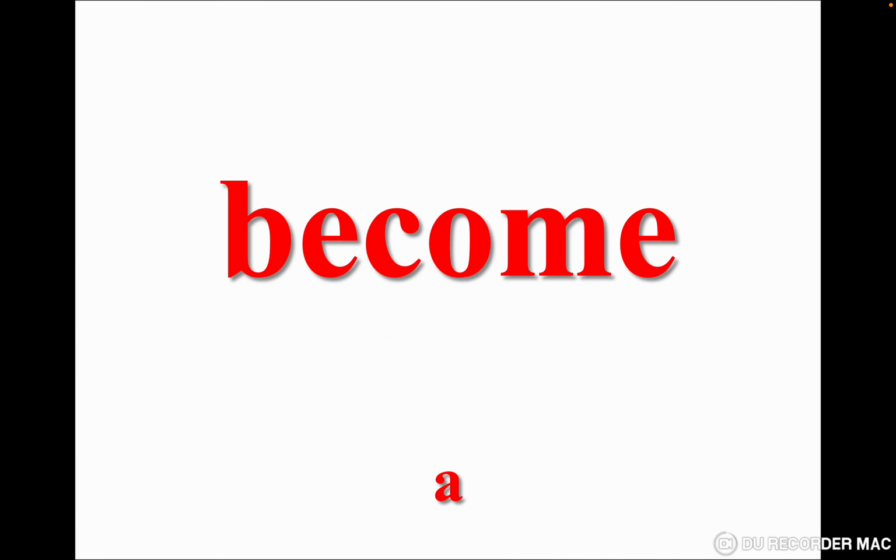Become. The O is pronounced like A in the present, but in the past we change O to A and it is pronounced A. Became. Like come, came, become, became. I became, you became, he became, she became, it became, we became, you became, they became.